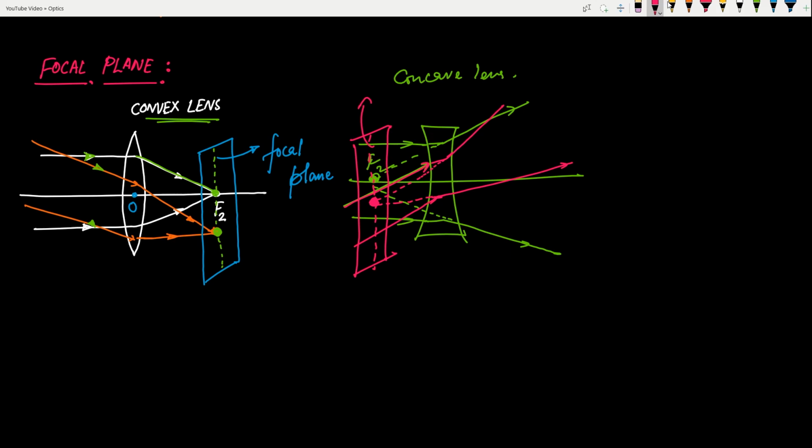So this is all for this video. This is just the introduction of lenses. In the next video, we'll be looking into the image formation in lenses. Okay, so this is all for this video.